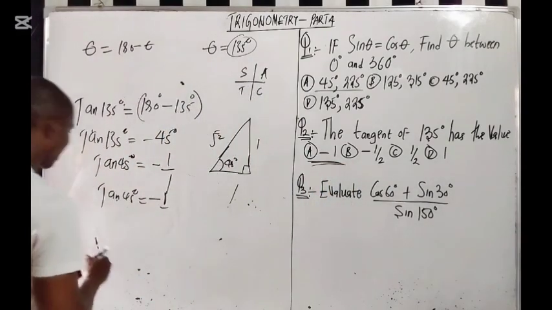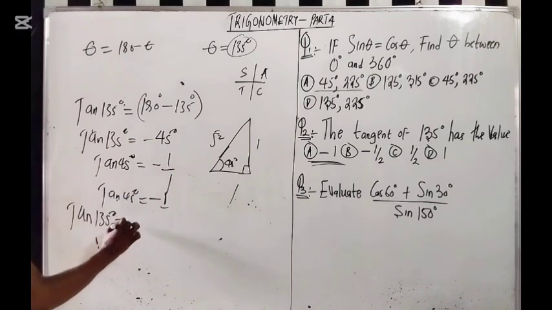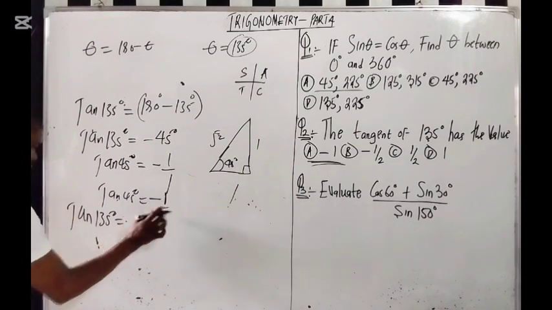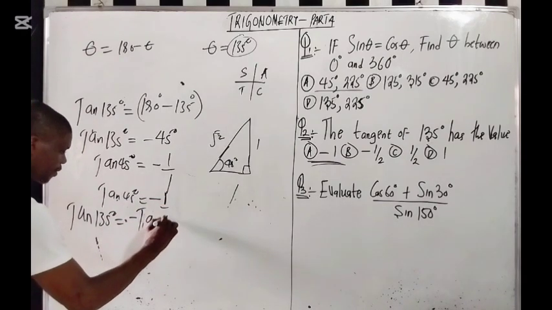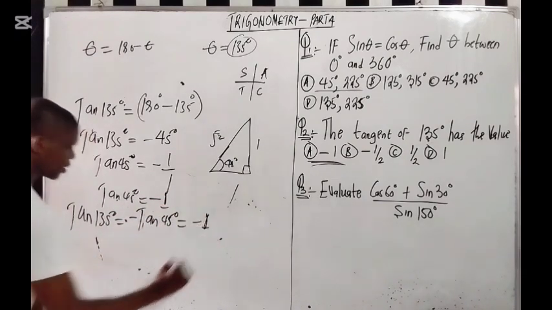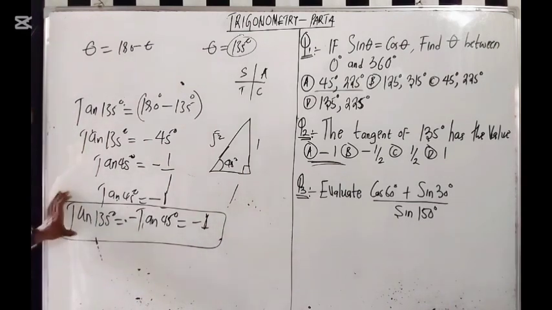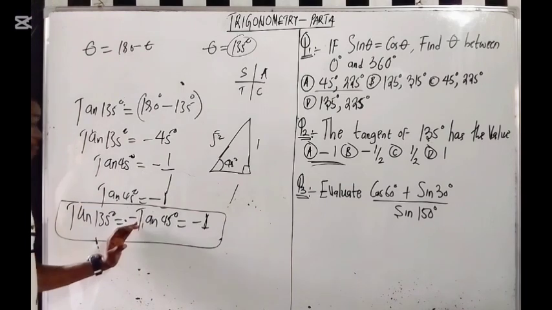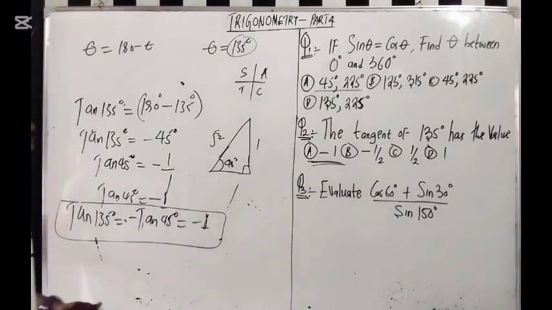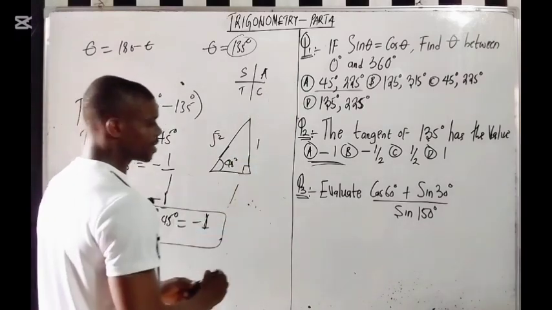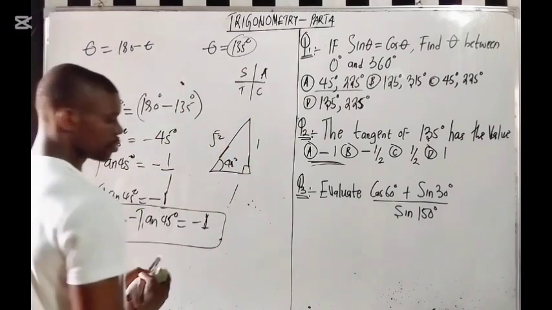In conclusion, here we can see that tan 135 degrees equals minus tan 45 degrees, which equals minus 1. Understand this one here. So tan 135 degrees is also minus tan 45 degrees, which is minus 1. That is your answer. So we are done with these two, 1 and 2 here. Let's evaluate the third one.